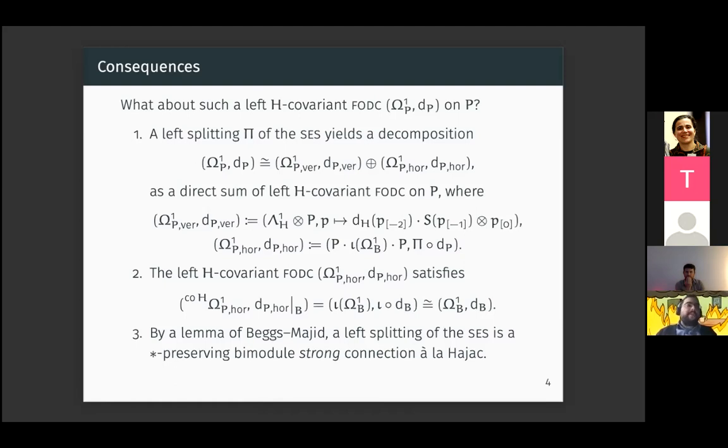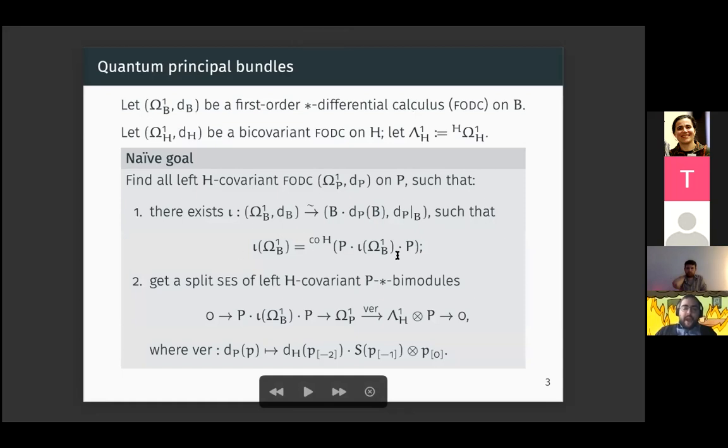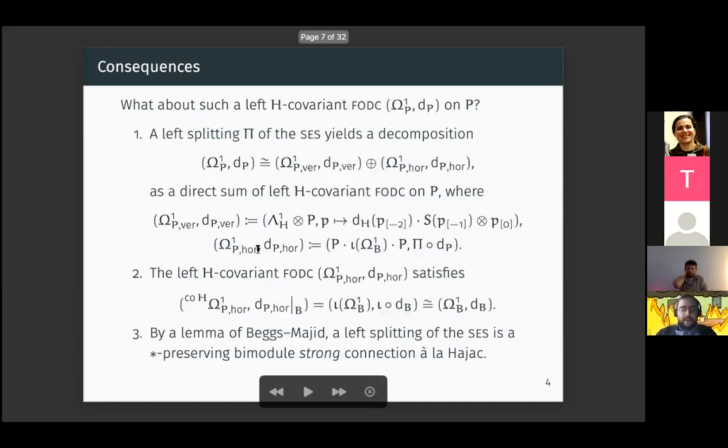People in a lot of contexts like to look at strong connections in particular. Where does that strong connection condition that you've seen morally come from? What strongness is really telling you is that the co-invariant horizontal one forms are precisely the basic one forms and none other. That's what the strong condition tells you.